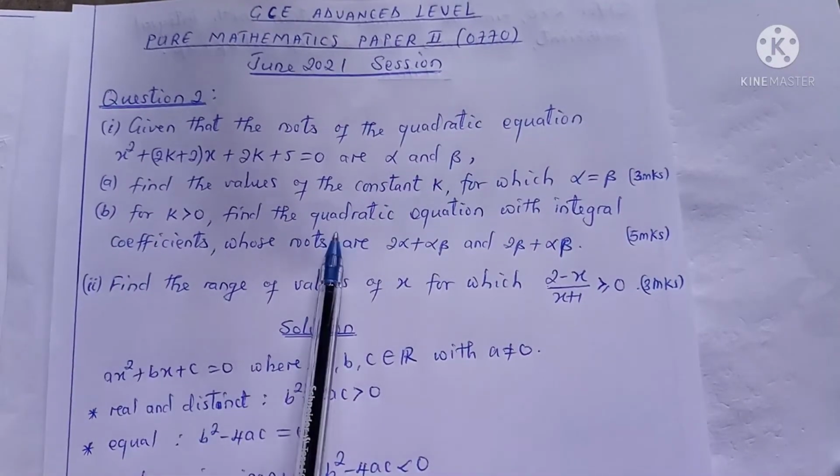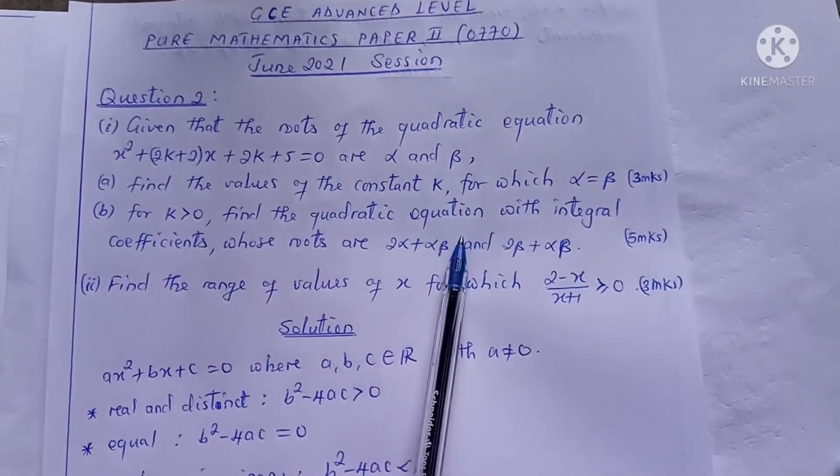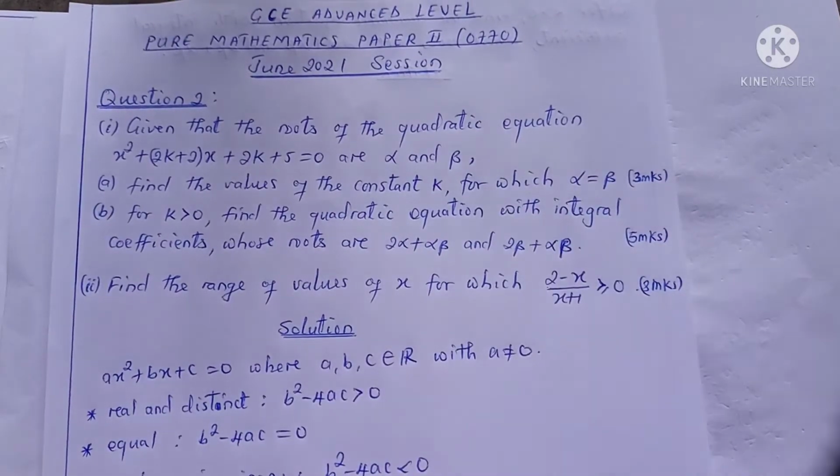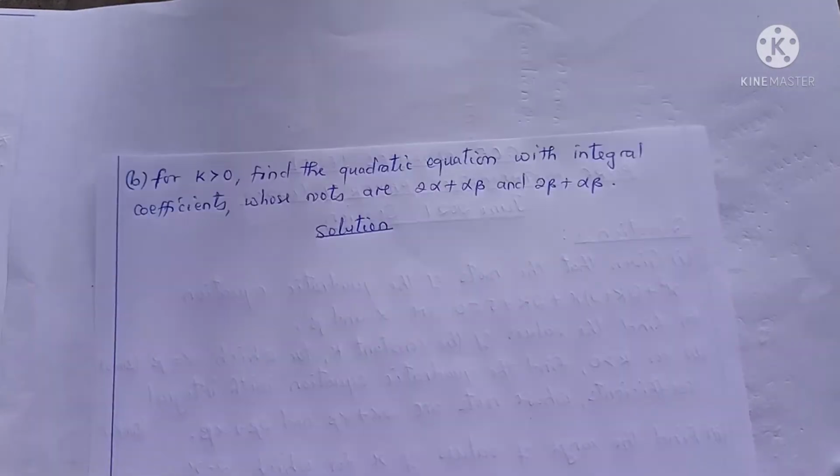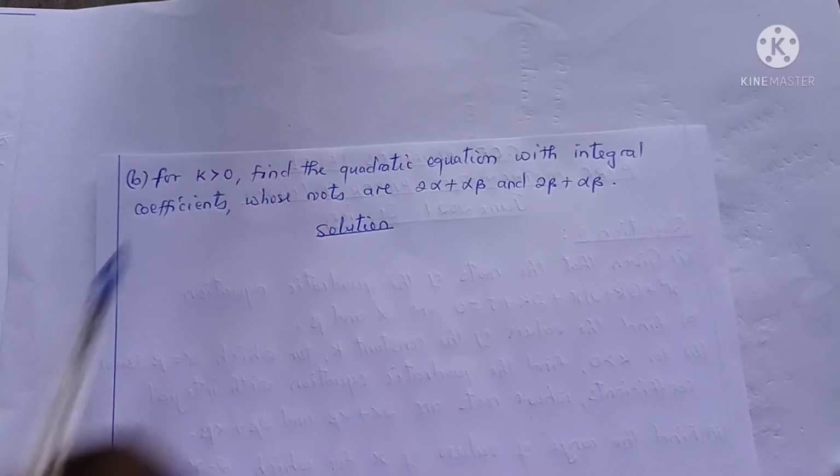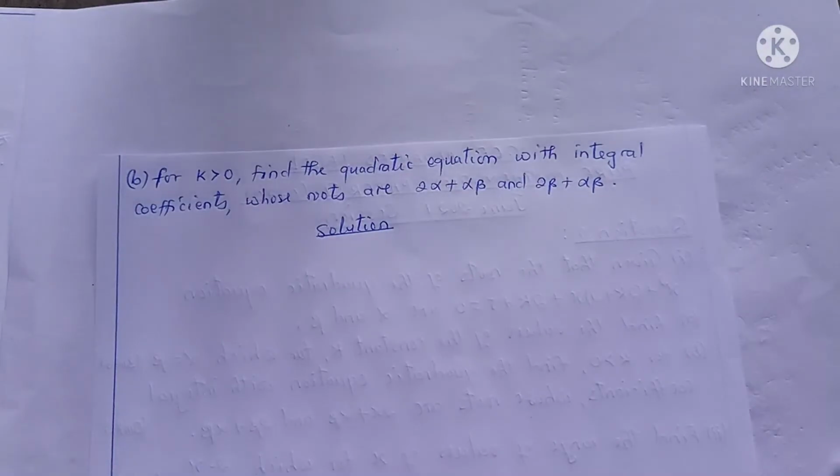whose roots are 2 alpha plus alpha beta and 2 beta plus alpha beta. Our two values of k are negative 2 and positive 2. So this question says for k greater than 0, meaning we have to take k to be 2.